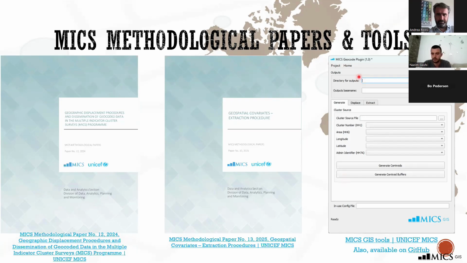And the MICS geocode plugin, which works in QGIS, is available for everyone to use, not only for MICS, but for all household surveys, to anonymize the GPS datasets on one side, and on the other side to calculate the geospatial covariates. So we have the tool available on our website, and there are manuals and all the tools on how to use it, and samples to run to better understand how this tool works. As well, for the National Statistics Offices, we are conducting trainings on use of this tool and all the GIS tools. Just wanted to mention that this tool is also available on GitHub.